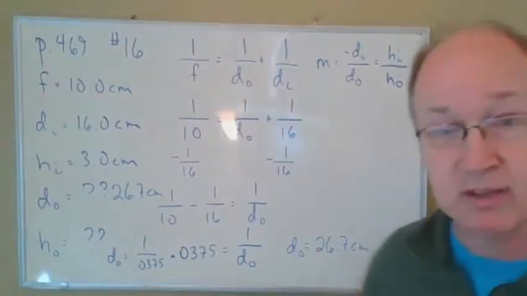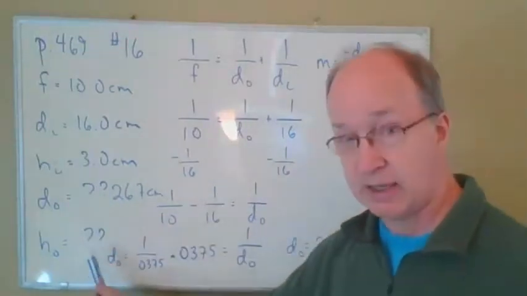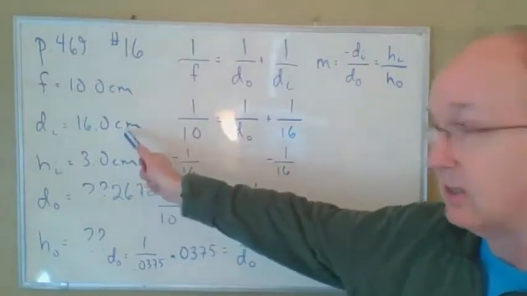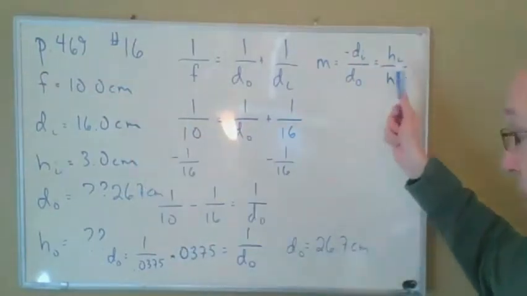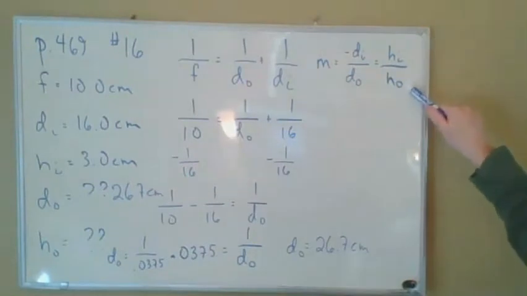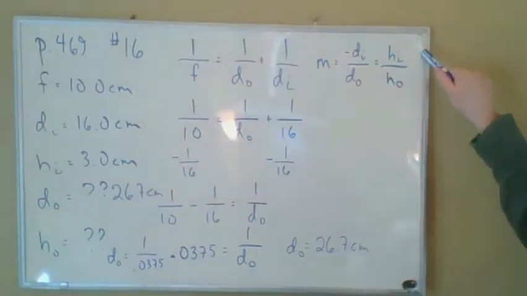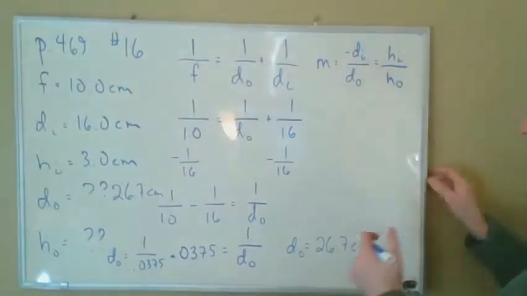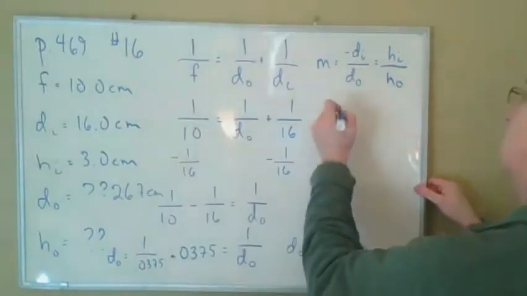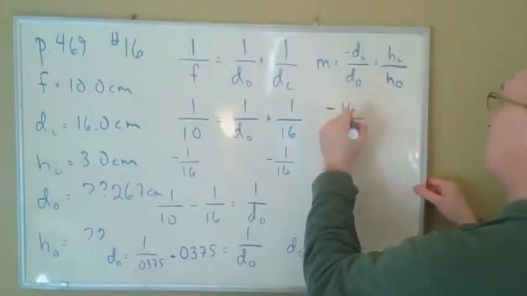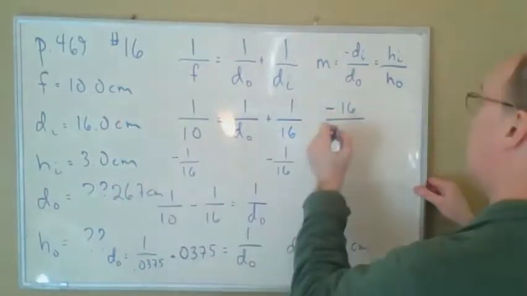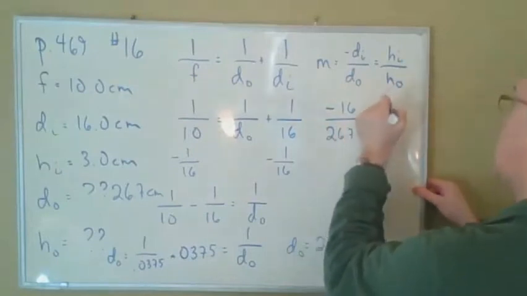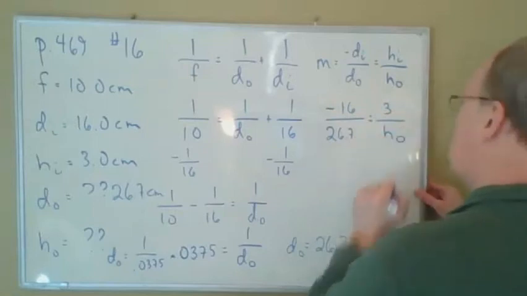Okay? But now I'm going to move on to the second part of the problem, which is, what is the object height? We just found the object distance. We know the image height. We know the image distance. We can use the magnification equation, but this time we're solving for HO. In problem number 14, we solved for HI. This time we're solving for HO. No big deal. So let's write down what we know. DI is 16, so we've got negative 16 over DO, which we just calculated to be 26.7, equals HI, which is 3 over HO, which we don't know.